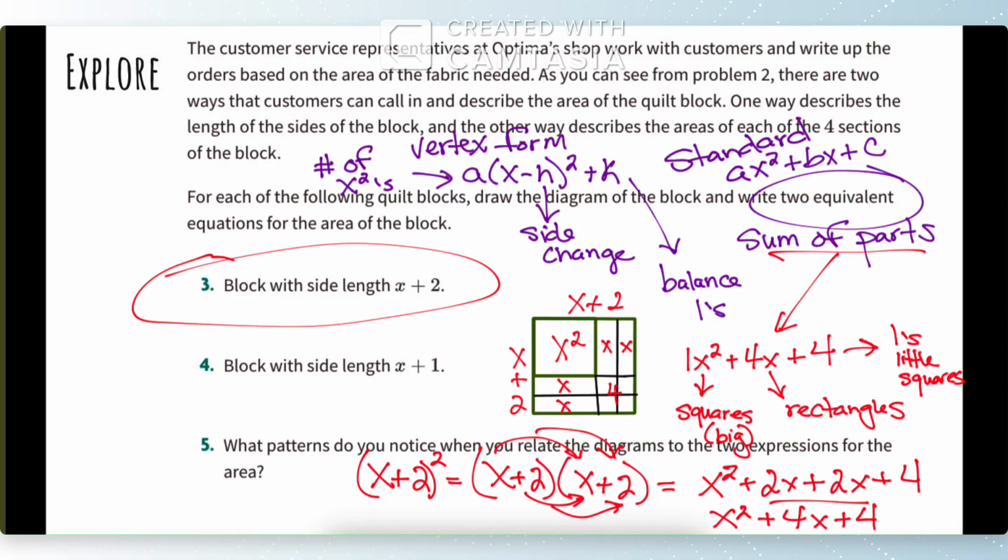You should try number 4 on your own and then answer number 5. What kind of patterns do you notice between the diagrams and the equations and different things?